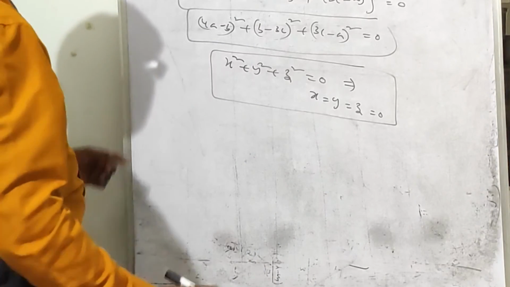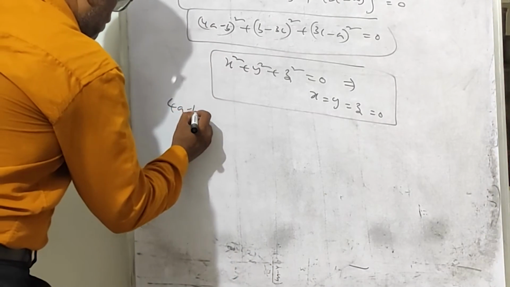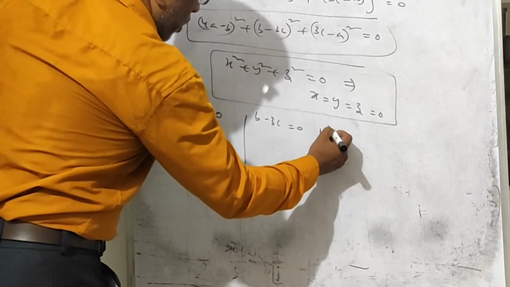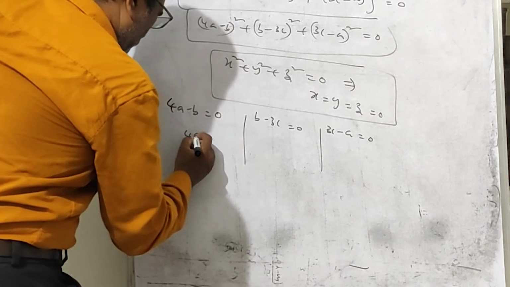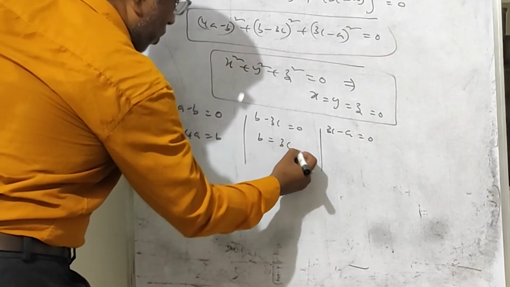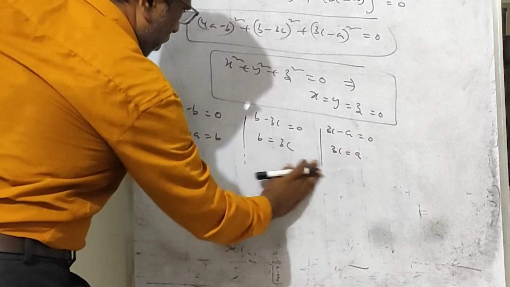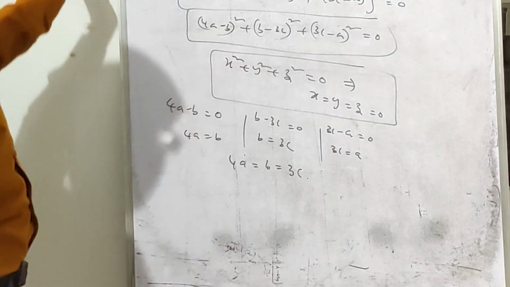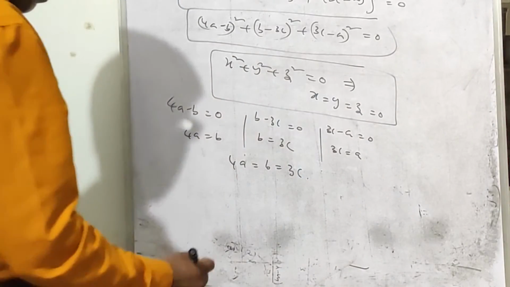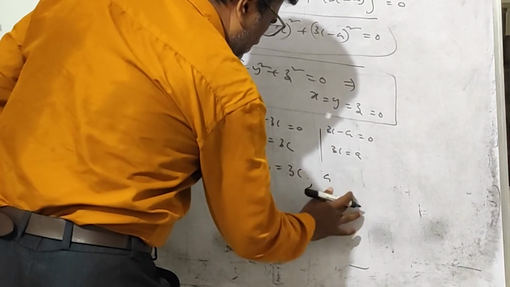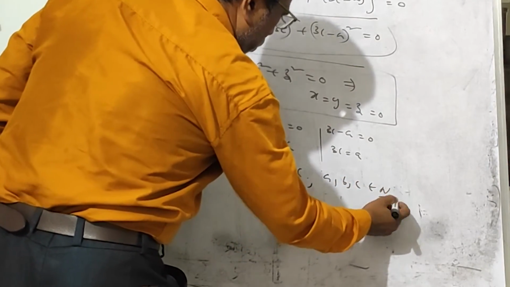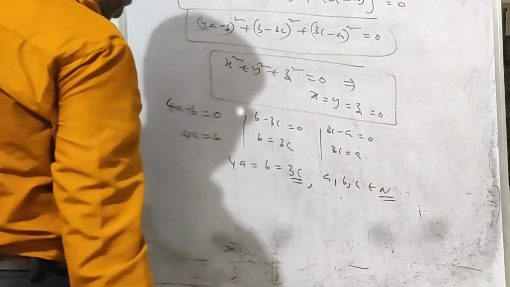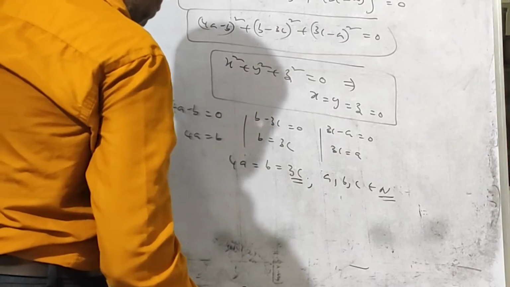Here, 4a minus b equals 0, b minus 3c equals 0, 3c minus a equals 0. So 4a equals b, b equals 3c, 3c equals a. This is nothing but 4a equals b equals 3c. How can I solve this? The numbers a, b, c are natural numbers and the least value is asked. So b must be a multiple of 3, so I can take it like this.